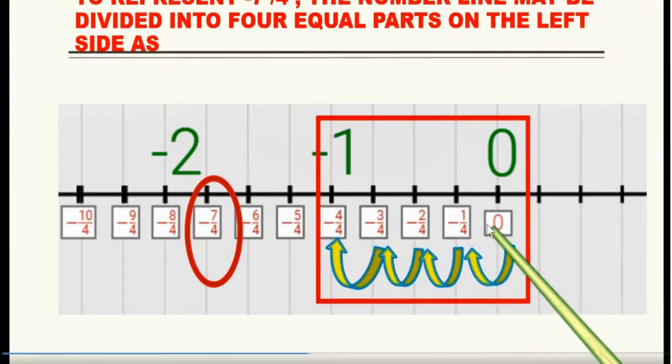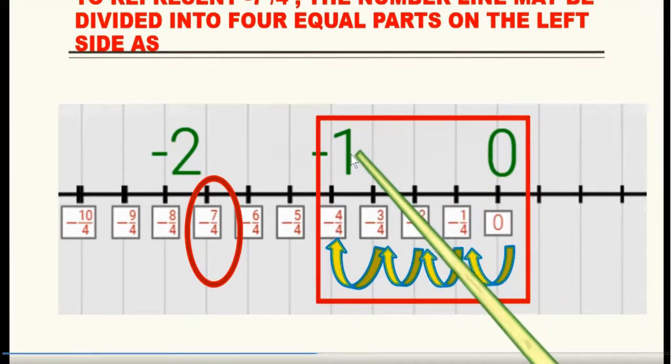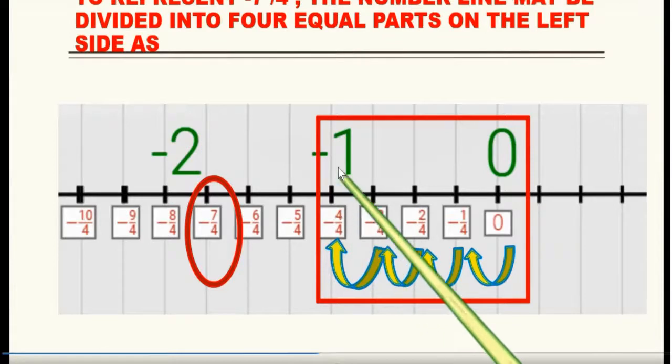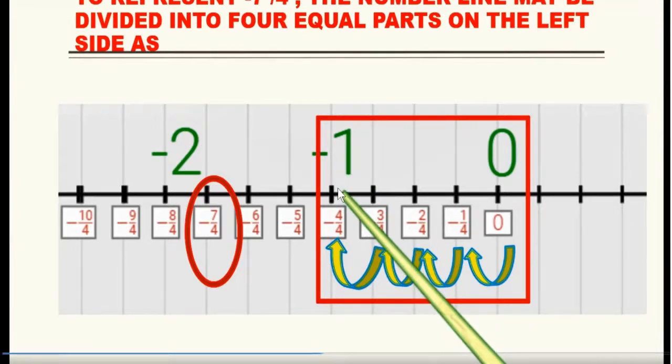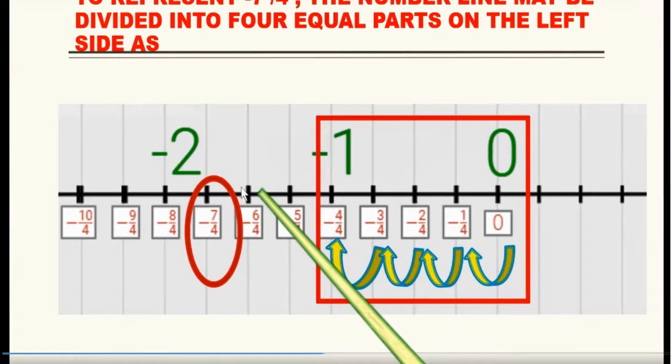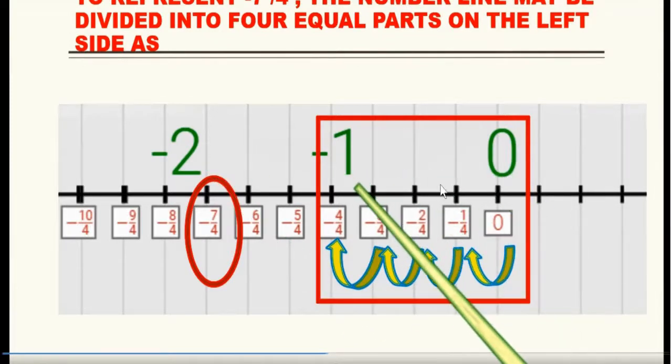Start from the first part as minus 1 by 4. The second part minus 2 by 4. The third part minus 3 by 4. And the last part is minus 4 by 4 in between 0 and minus 1. Now notice that minus 4 by 4 is also minus 1. After minus 4 by 4, we are going to plot again 4 equal parts between minus 1 and minus 2. Every time between the two integers, you are going to make 4 equal parts.